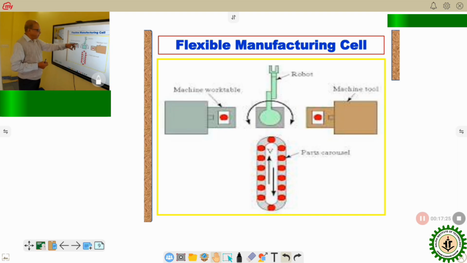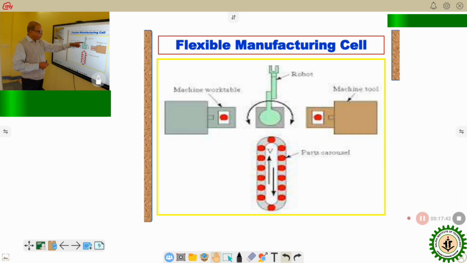And at the highest level, before going to the FMS, this is one scheme of a flexible manufacturing cell. The figure is a little bit hazy. On the left-hand side, there is a machine work table, here we have a machine tool, and there is a part carousel.